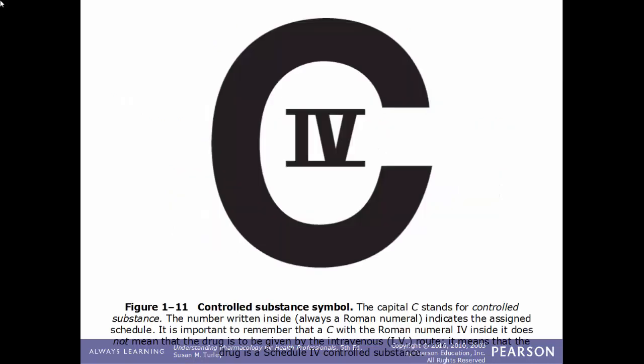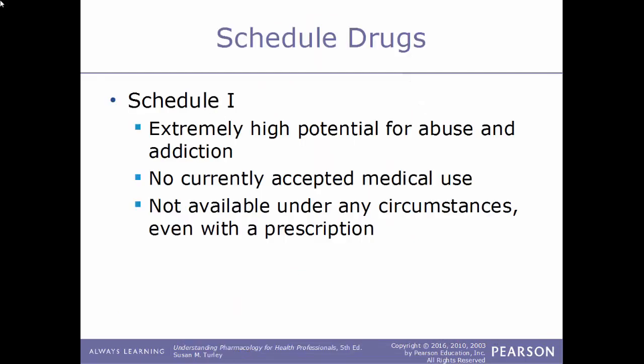And this is how a drug like this would be indicated. Capital C here, which would represent controlled substance, and then a Roman numeral within this part of the letter. So this would be a class 4 or schedule 4 controlled substance, because the Roman numerals IV indicate the number 4. Now we'll talk about the various scheduled drugs.